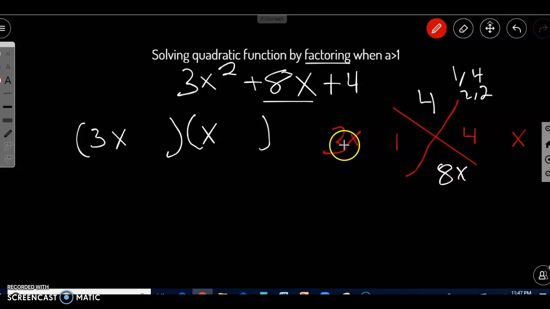So let's see here, 3x times 1 will give us 3x, and then 4 times x will give us this. And when we add it, we are not getting the 8, so this will not work. And even when we switch it, you see that the number is going to go up. If we make here 4 and we make here 1, you see that we are getting 12 and we are getting 1 here. That will make 13, so it doesn't work. So we need to use the other factors to see if it's going to work.